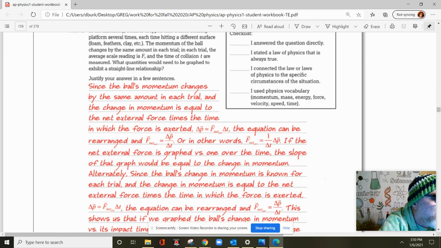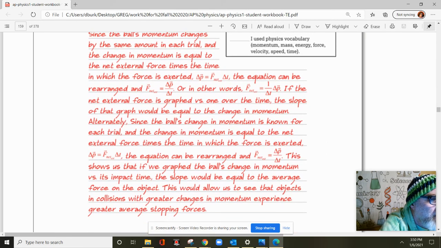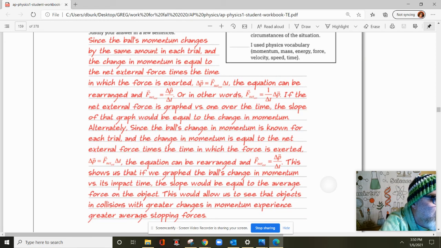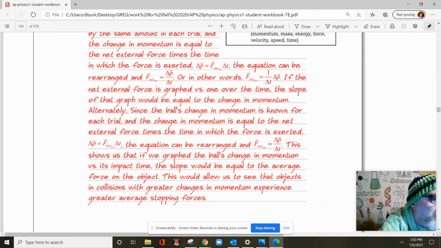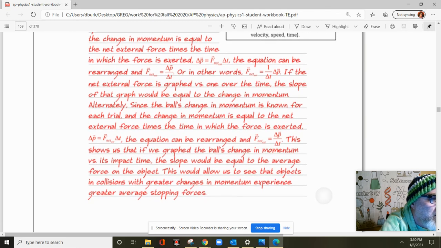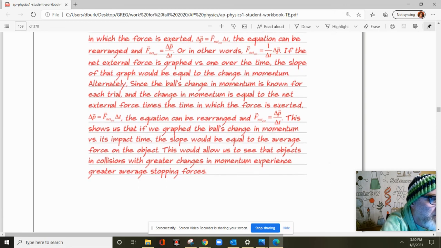What quantities would need to be graphed to exhibit a straight line relationship? So force equals change in momentum over time. That comes from delta P equals net force times time. So if the net external force is graphed versus 1 over the time, the slope will be equal to the change in momentum. Yeah, so you have to graph force versus the inverse of the time.